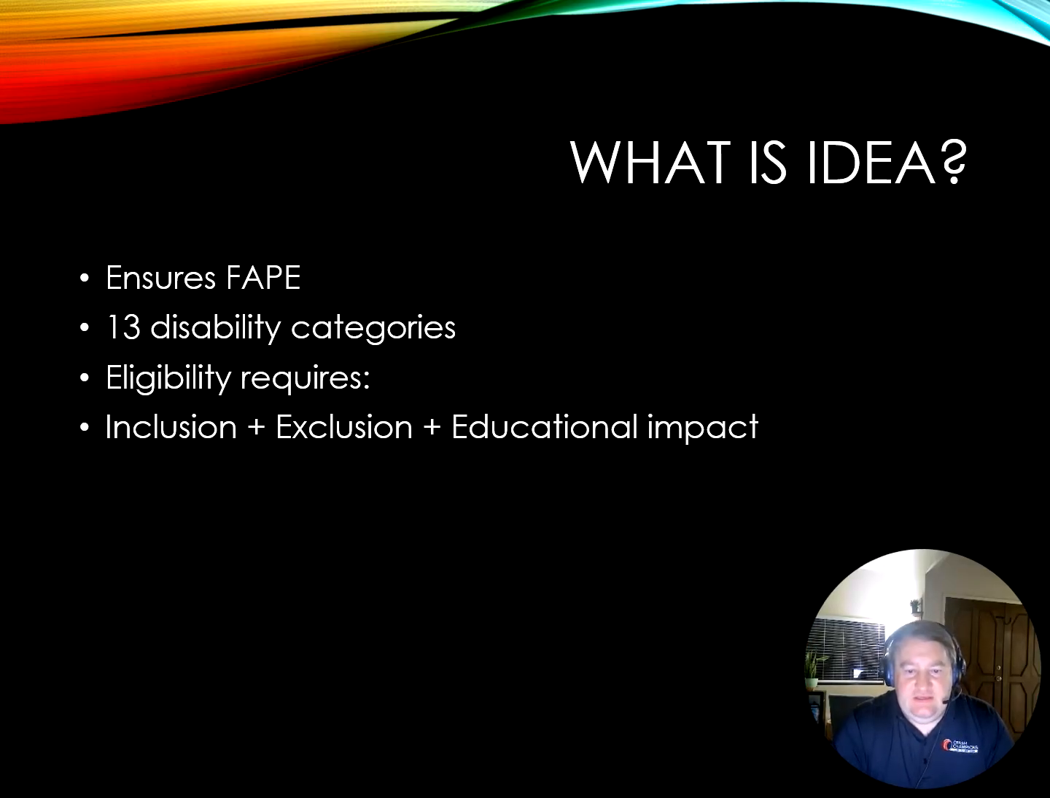What is IDEA? IDEA is a federal law that ensures students with disabilities receive a free, appropriate public education, also known as FAPE. It outlines 13 disability categories, but today I'm only focusing on 4. To qualify for special education, a student must meet 3 things. They must meet the inclusion criteria, they must not be excluded by other factors, and the disability must impact their education.